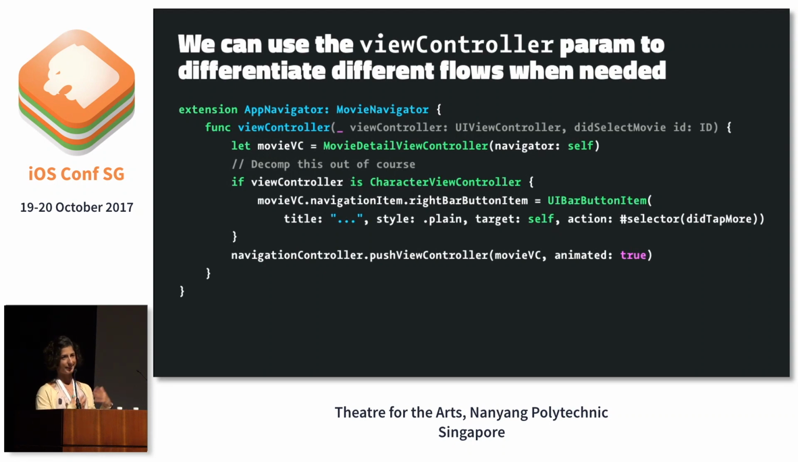And obviously you would want to decompose this out. I just left it inline for simplicity. But we can customize that flow. We can say, oh, well, if I'm coming from this view controller, we're going to configure the nav bar a certain way. If not, no worries, we just push like normal.